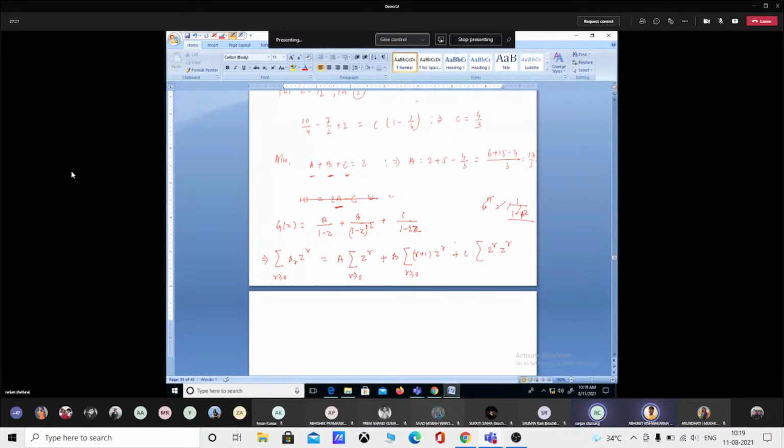So we are getting this one. Now equating the coefficient of z to the power r, on this side you will get a_r, and this is equal to, suppose, a plus b into r plus 1, and plus c into 2 to the power r. Now put the value of a, b, c. I am not going to write this one. So this is your solution.